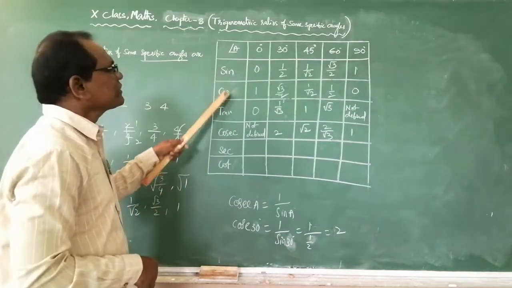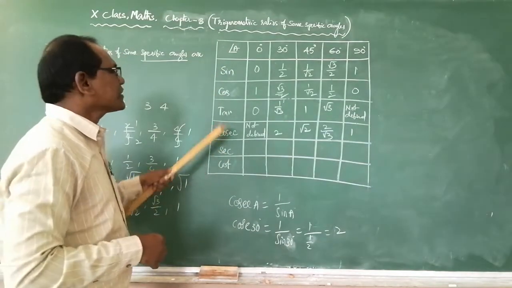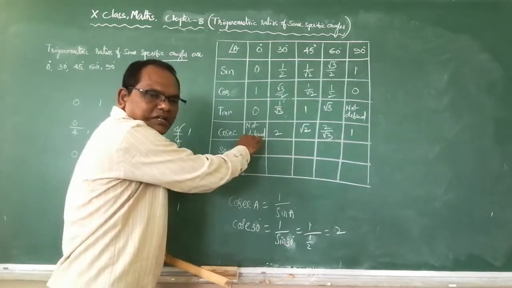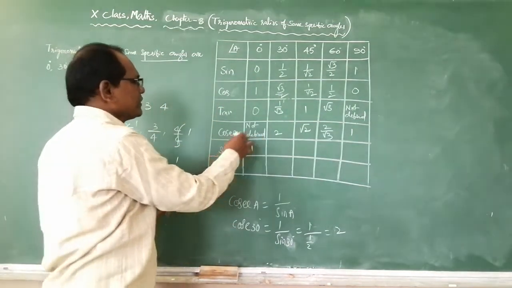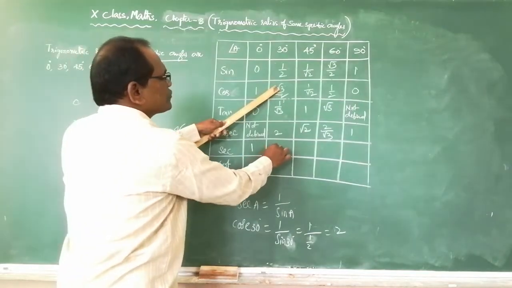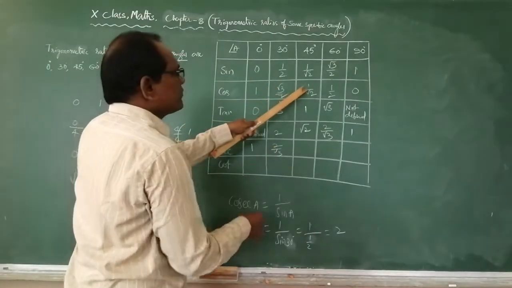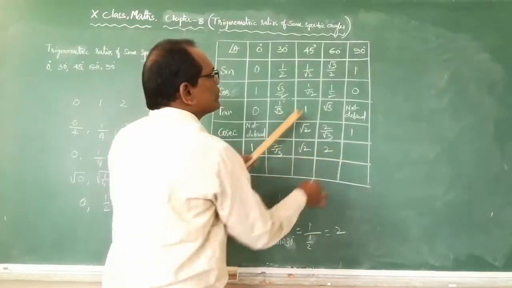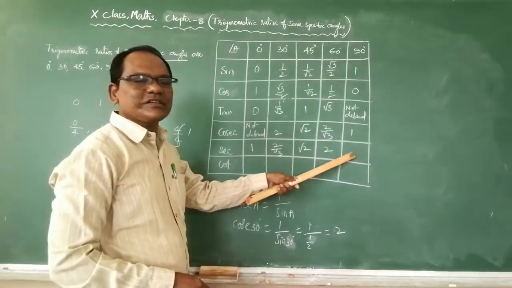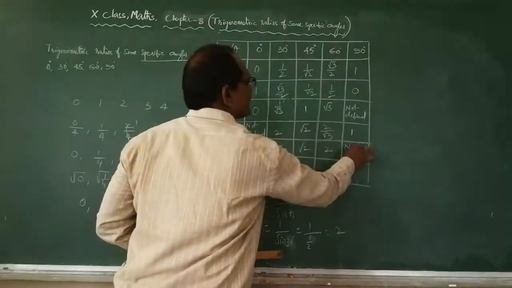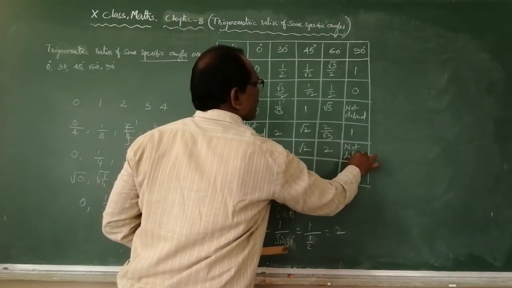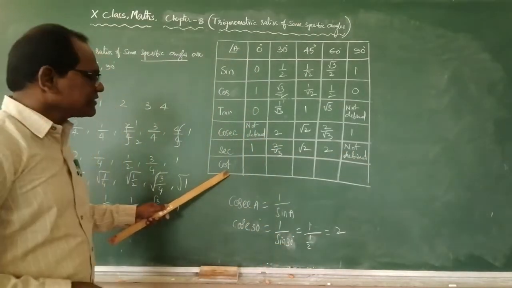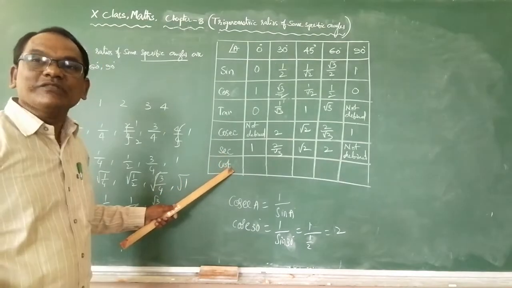Secant is the reciprocal of cos. That's why 1 by cos. 1 by cos 0 means 1 by 1, which is 1. Next, 1 by root 3 by 2 means 2 by root 3. 1 by 1 by root 2 means root 2. 1 by 1 by 2 means 2. 1 by 0 means not defined. Cot means it is a reciprocal of tan.